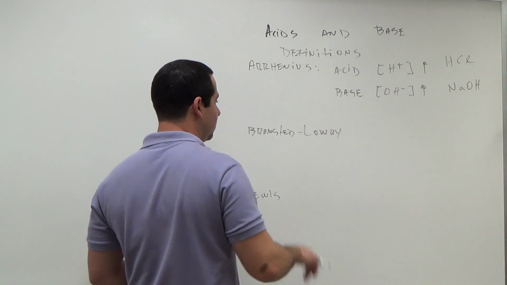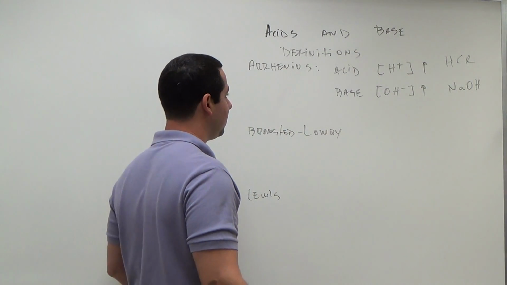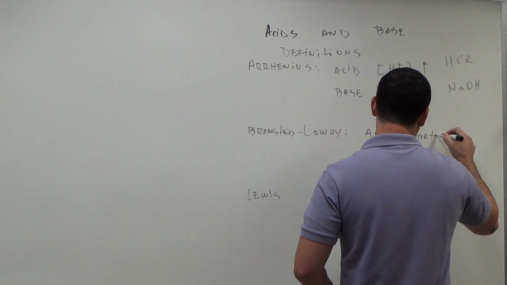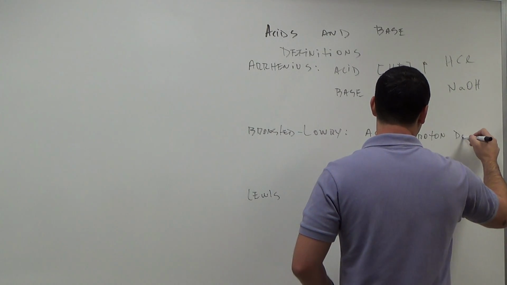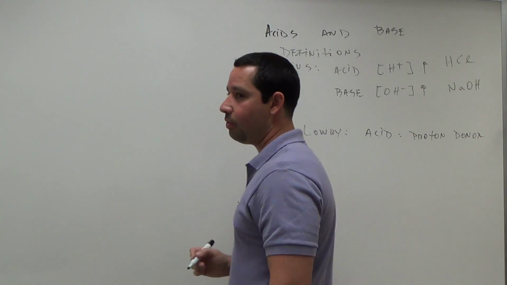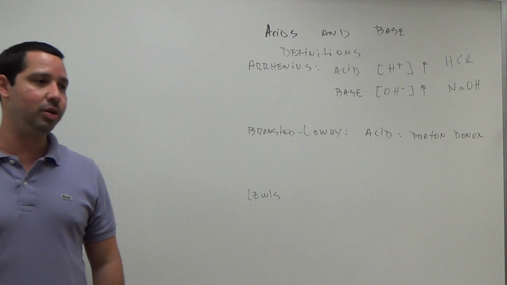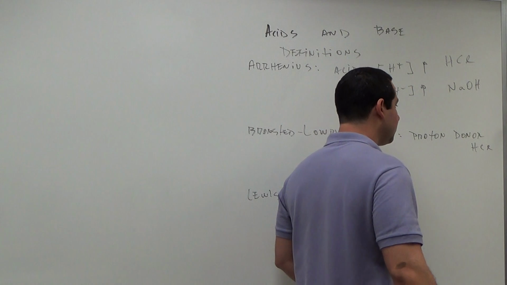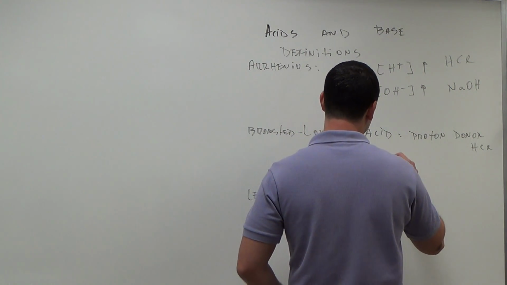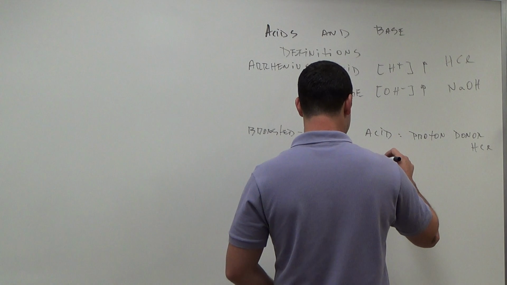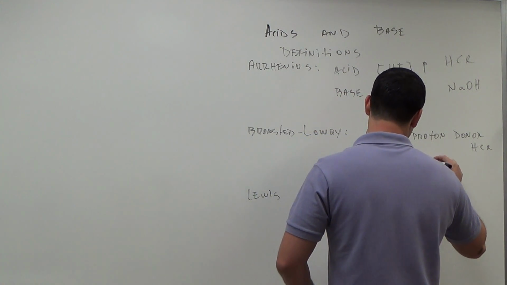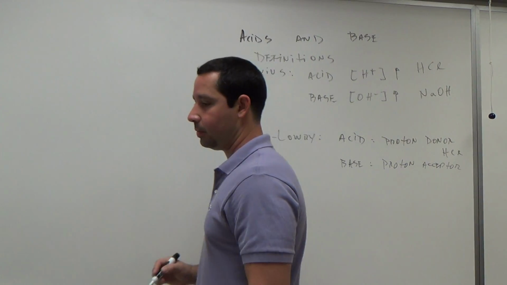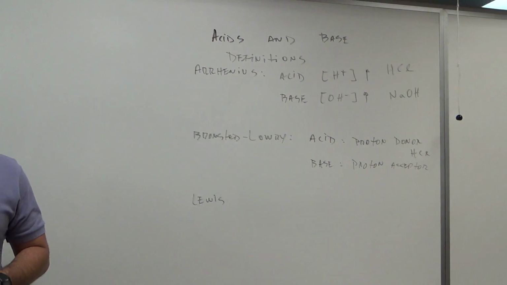Because of that, somebody came up with a Brønsted-Lowry acid-base definition. And here, an acid is a proton donor, meaning that an acid will give away an H+, the same as in the first definition. So acids here would be like HCl. But a base is a proton acceptor, meaning it does not have to have OH- this time.